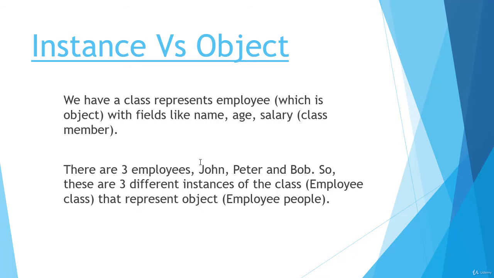Now there are three employees, John, Peter, and Bob. So there are three instances of the class. We have created three instances of the class that represent the object. Now what is the object? An object represents the state and the behavior. Objects only represent the instance members and instance functions of the class. I hope you understand what is instance and what is an object.